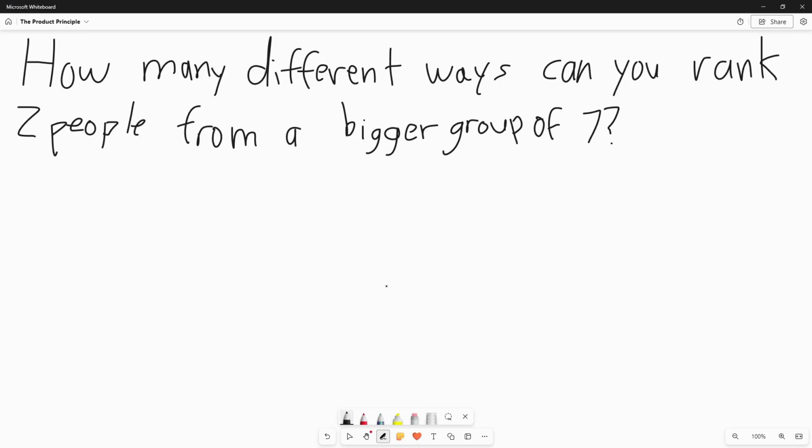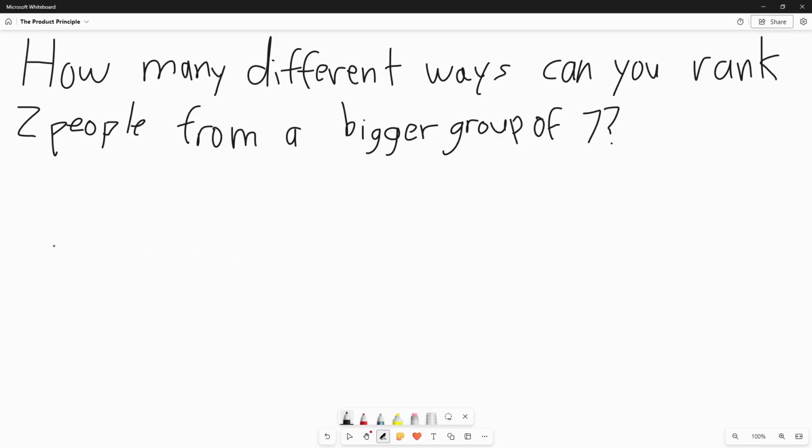But this problem asks, how many different ways can you rank 2 people from a bigger group of 7? And what this question means is that imagine you have a group of 7 people and you must choose 2 people and rank them above one another. So, which means that the ranks they have will be different. So the order matters in how you rank these two people.